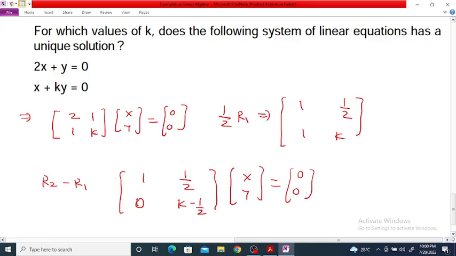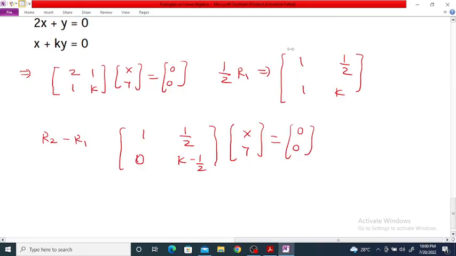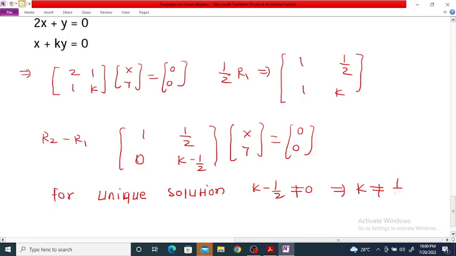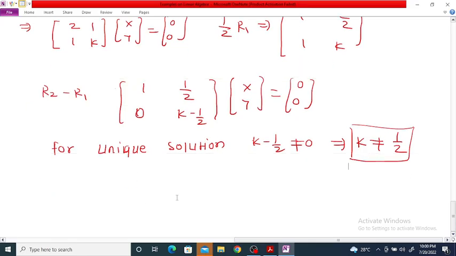Now for a unique solution, we want this entry to be non-zero, otherwise we get infinitely many solutions. Since it is a homogeneous system, for a unique solution we want k minus 1 by 2 is not equal to 0. This implies k is not equal to 1 by 2. So for k not equal to 1 by 2, we get a unique solution. So this is the answer here.